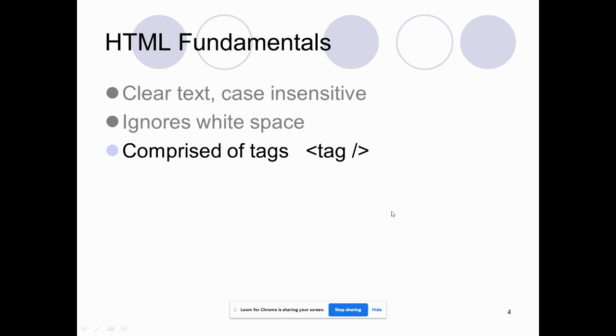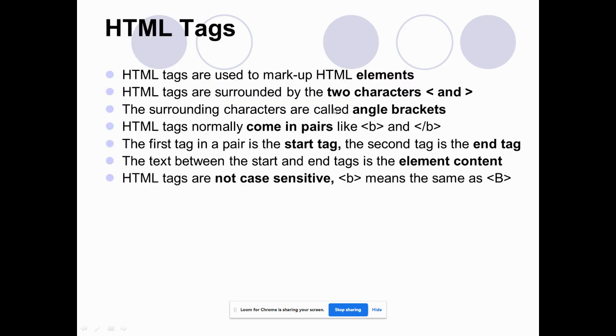It is comprised of tags. Within this angle bracket, whatever we are using, that is considered as a tag. Some HTML documents may have open and closed tags. HTML tags are used to mark up HTML elements. The HTML tags are surrounded by two characters, the less than and greater than symbols. We can consider this as a tag, and whatever we are writing in between is known as the tag name.